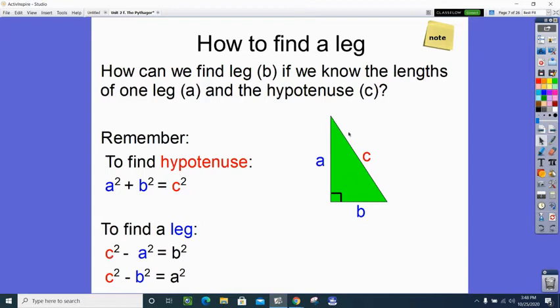So if you're given the number for the hypotenuse, he is going to lead the way in a subtraction. We're going to take hypotenuse squared minus the leg you were given, it doesn't matter which one, and that will give you the other leg squared. So when the hypotenuse is there, he leads the way in a subtraction.